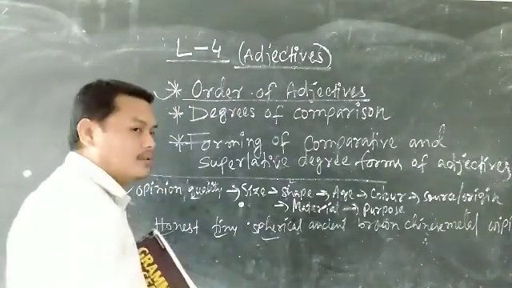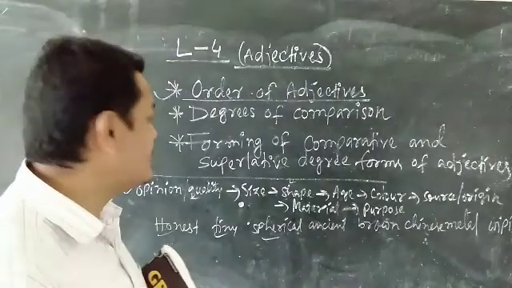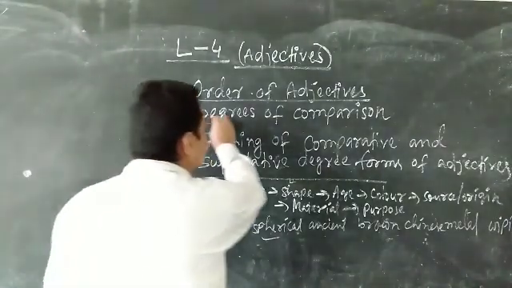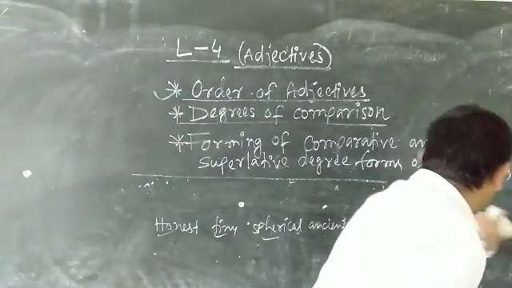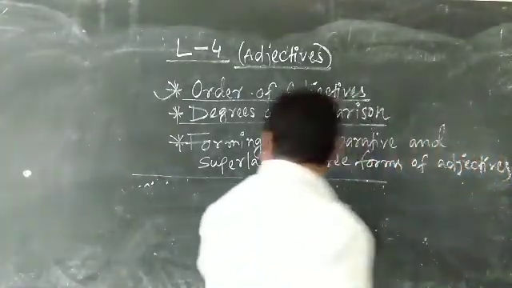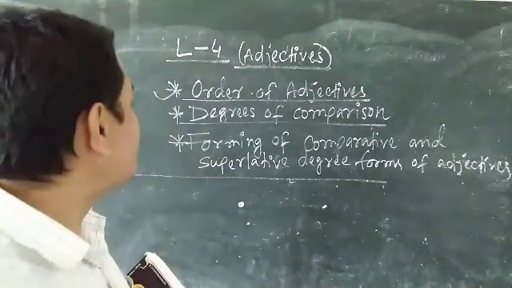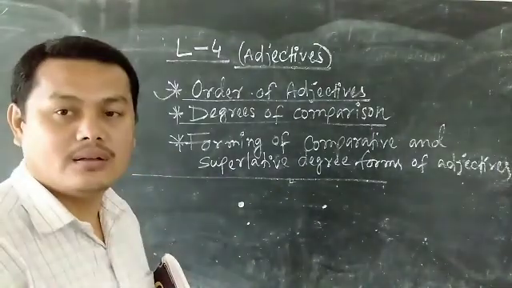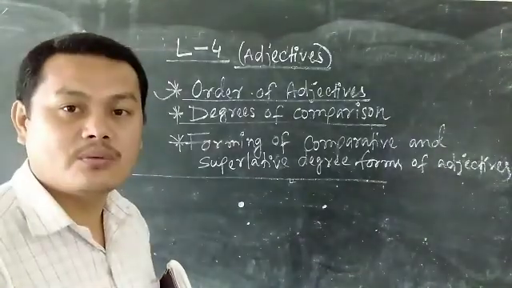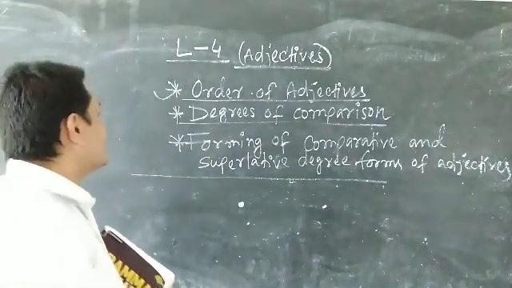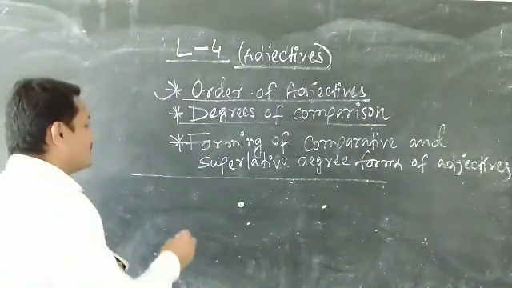And my dear students, I would like to move on to the next point. I hope you have understood the first one, order of adjectives. Then the next one is degrees of comparison. So we will see degrees of comparison. Dear students, you know, adjectives are used to compare, and they have three forms. Degrees of comparison means those adjectives which are used to compare in different forms.